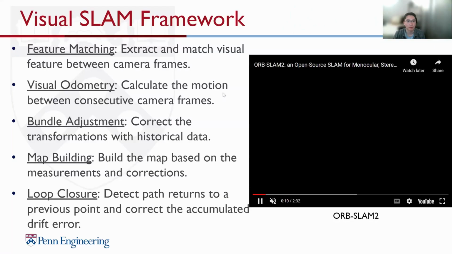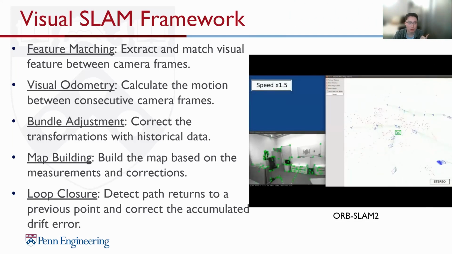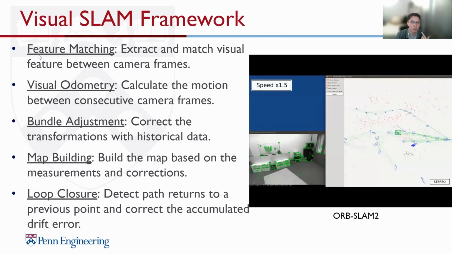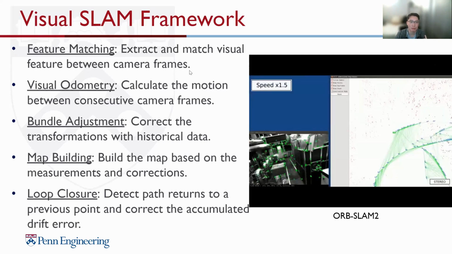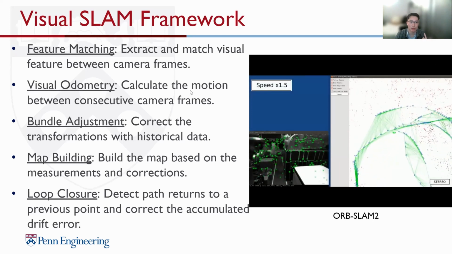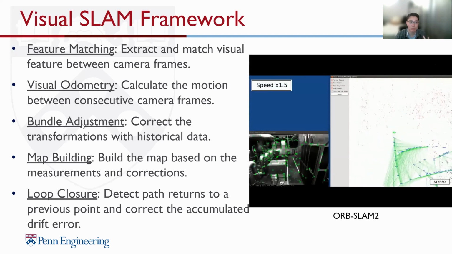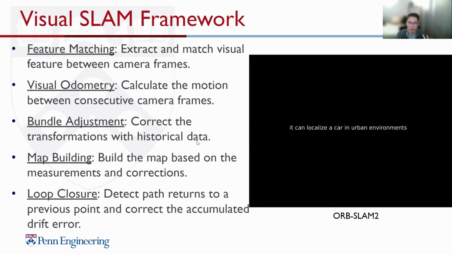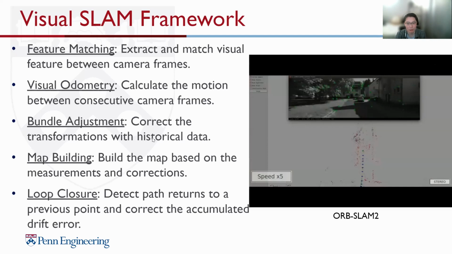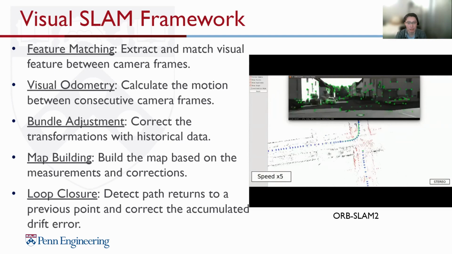Okay, Visual SLAM framework. First step, we have to get feature extraction and feature matching. We extract and match visual features between camera frames. Next step, visual odometry. We calculate the motion between consecutive camera frames. Third, it's called bundle adjustment, to correct the transformation with historical data. This is a key component in Visual SLAM, and we'll talk about it in the next slides.